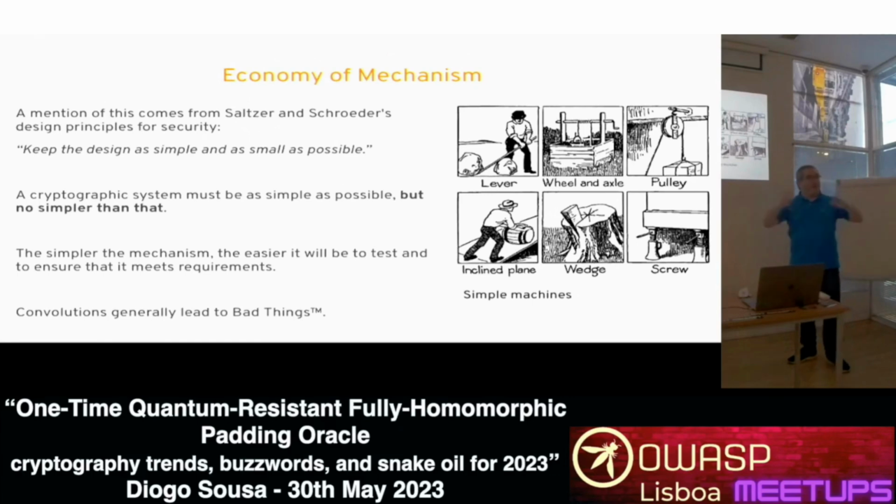Again, this is all about how you design cryptographic systems, and therefore how you evaluate them must also reflect it. This comes from Saltzer and Schroeder's design principles for security. You should keep the design as simple and as small as possible. So basically, a cryptographic system must be as simple as possible, but no simpler than that.